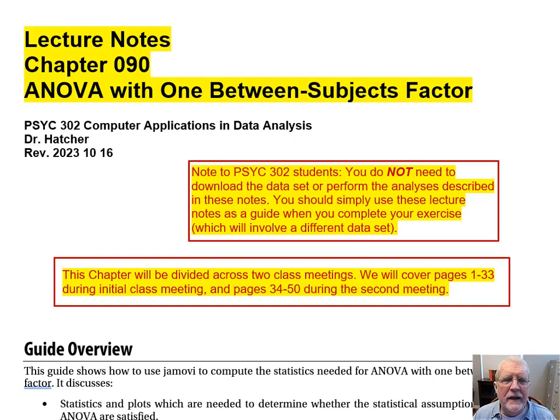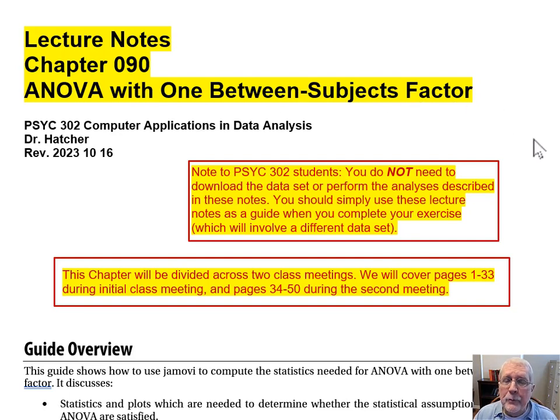I am Larry Hatcher. This is Psych 302, Computer Applications in Data Analysis. This is part two of my two-part lecture on chapter 090, ANOVA with one between subjects factor.